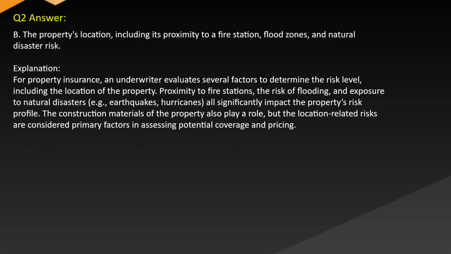Answer B. The property's location, including its proximity to a fire station, flood zones, and natural disaster risk. Explanation. For property insurance, an underwriter evaluates several factors to determine the risk level, including the location of the property, proximity to fire stations, the risk of flooding, and exposure to natural disasters, e.g. earthquakes, hurricanes, all significantly impact the property's risk profile. The construction materials of the property also play a role, but the location-related risks are considered primary factors in assessing potential coverage and pricing. Question 3.